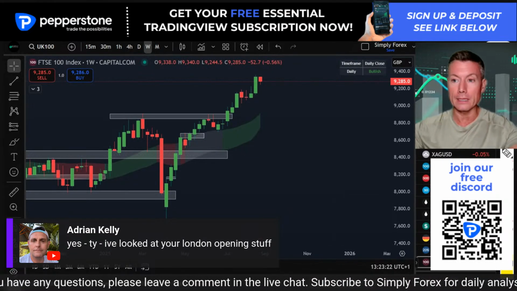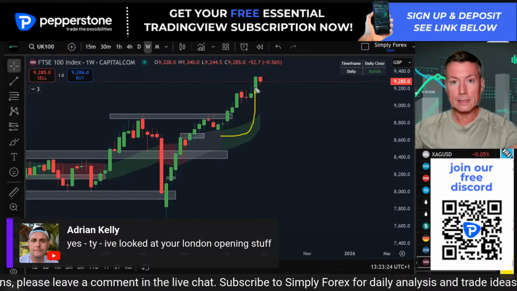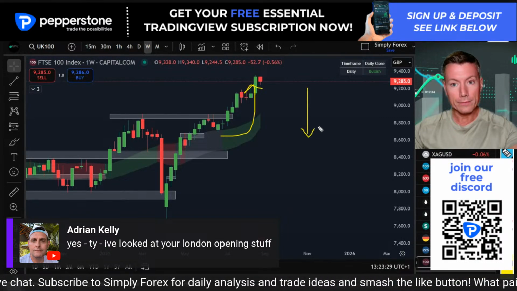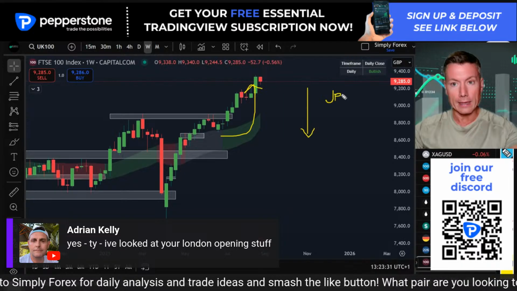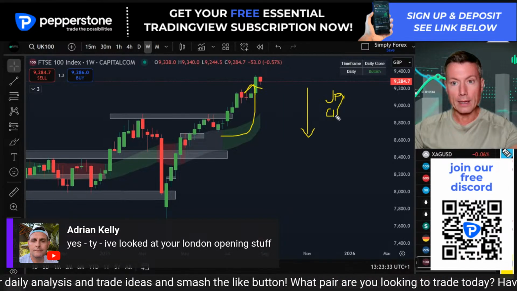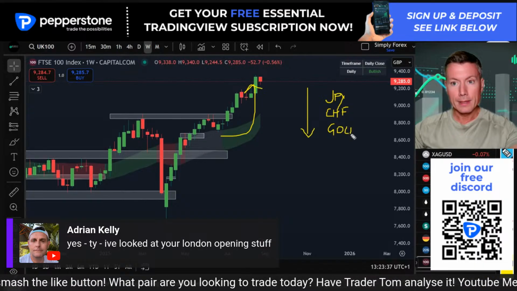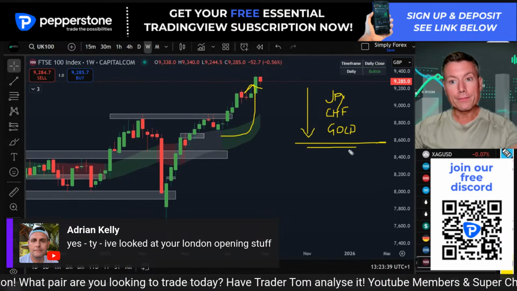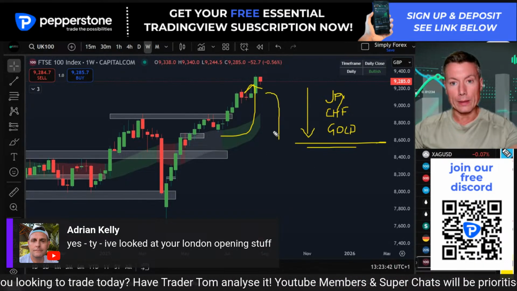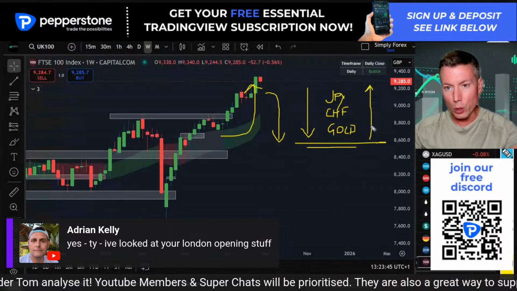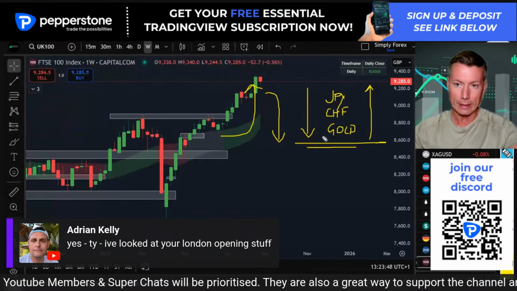If the indices are doing this, flight to safeties are weak. Flight to safeties like yen, Swiss franc, and gold are weak. But if the indices start doing that, then the opposite is true. These will become very strong. So that's the real correlation we need to keep an eye on right now.